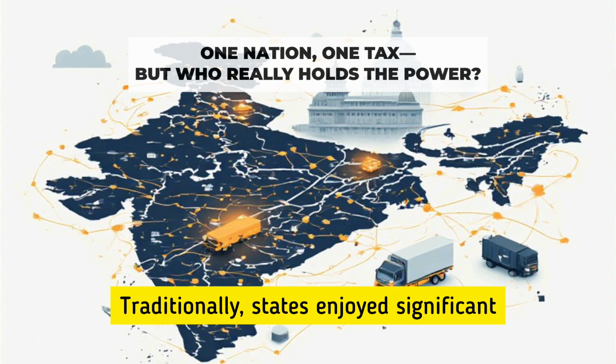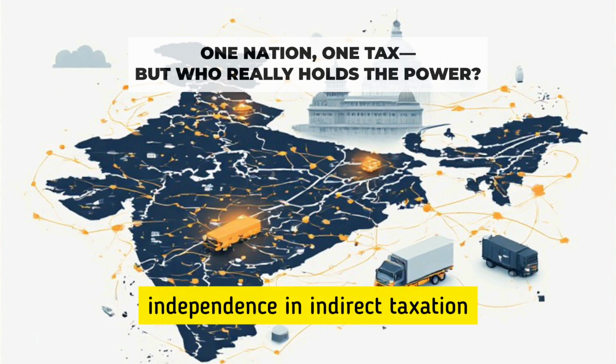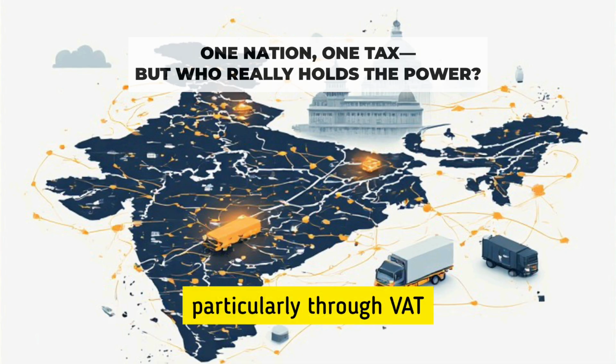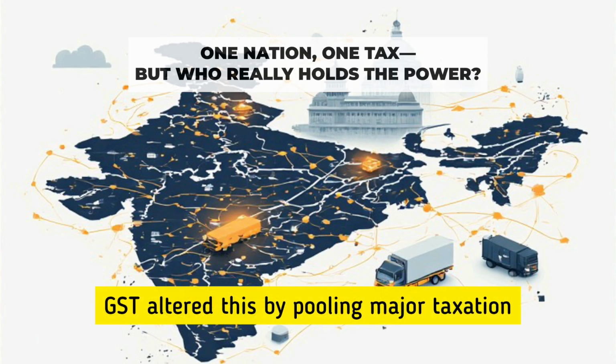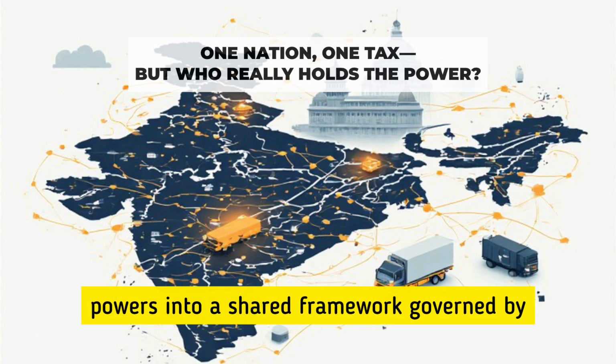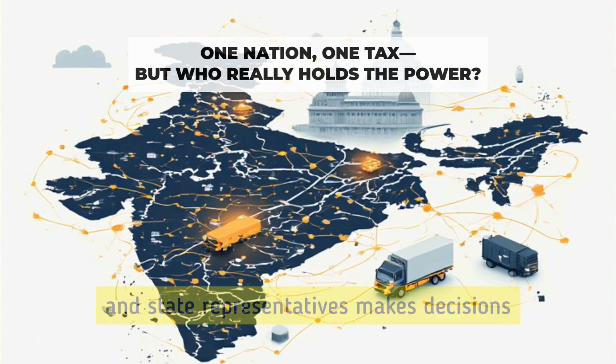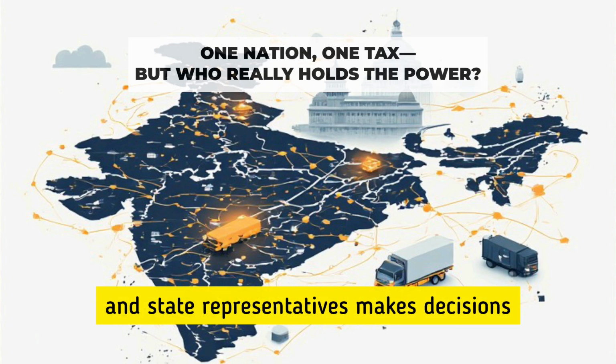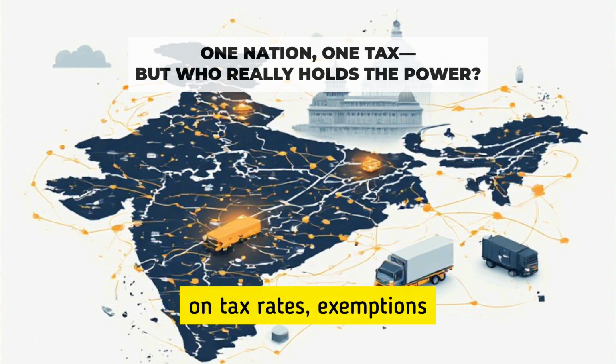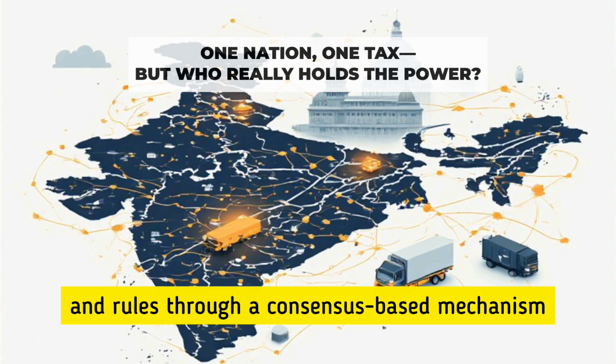Traditionally, states enjoyed significant independence in indirect taxation, particularly through VAT. GST altered this by pooling major taxation powers into a shared framework governed by the GST Council. This body, comprising union and state representatives, makes decisions on tax rates, exemptions, and rules through a consensus based mechanism.